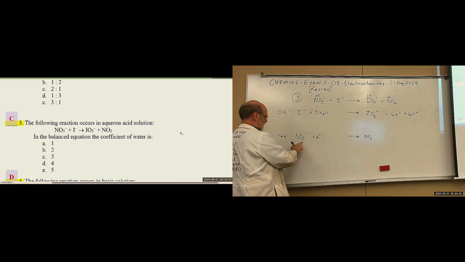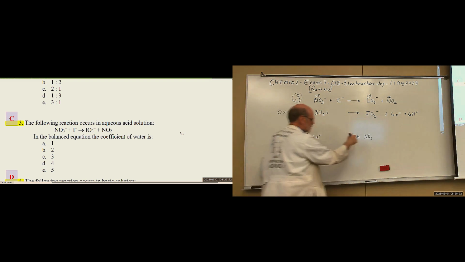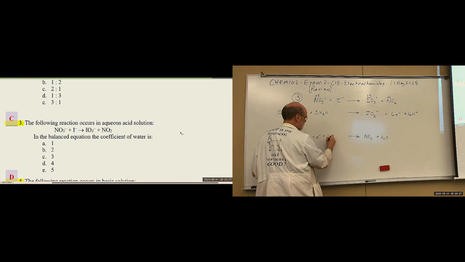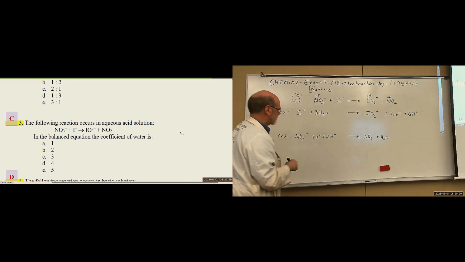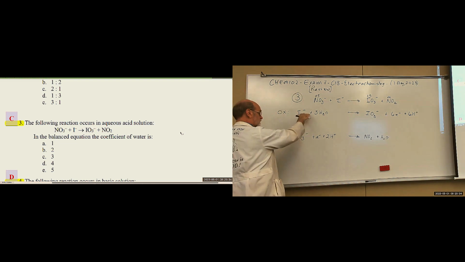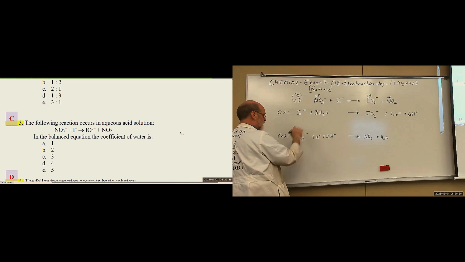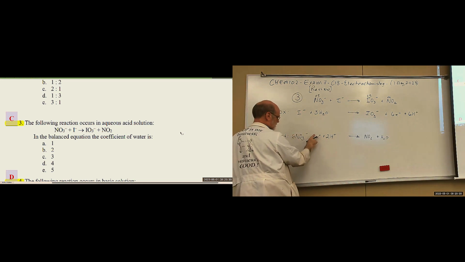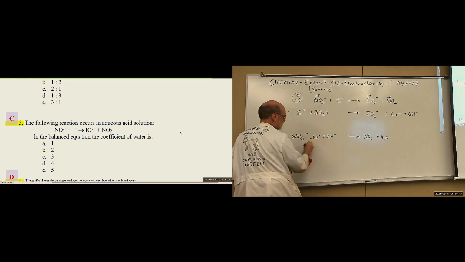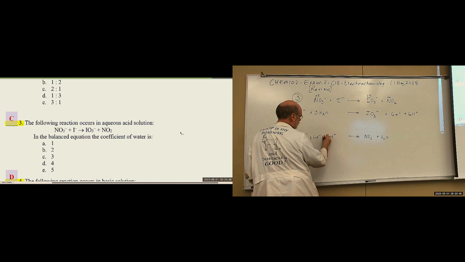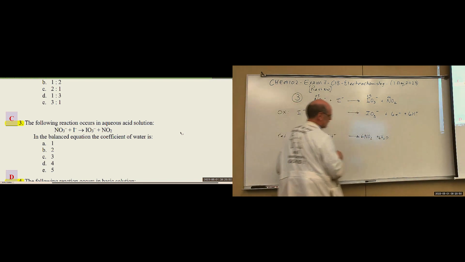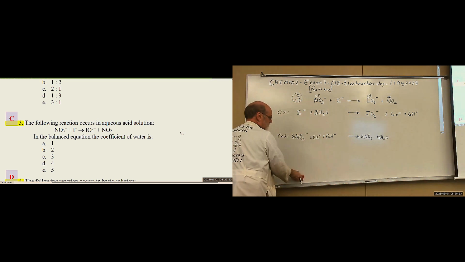Okay. 3 oxygens here, 2 here. We need 1 more here. And then balance the hydrogens. Now we balance the electrons. We got 6 electrons here, only 1 here. We need 6. 6. 12. 6 and 6. Now we can put it together.